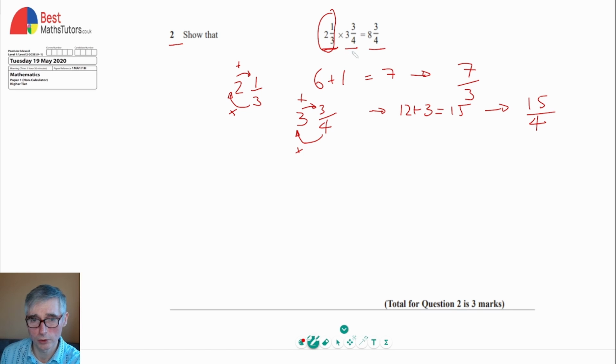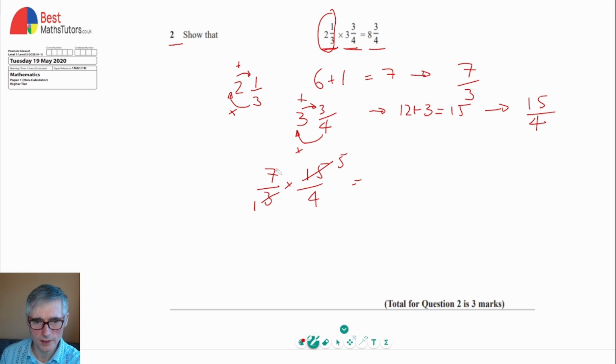Now we've got our two fractions. We've got the 2 1/3 times the 3 3/4, so we've got 7/3 times 15/4. We can multiply them together and see, will that give us 8 3/4? I'm just going to do any simplification I can at this stage rather than having to deal with really large numbers. I can see that the 3 and the 15 will simplify, because 3 goes into itself once and into 15 5 times.